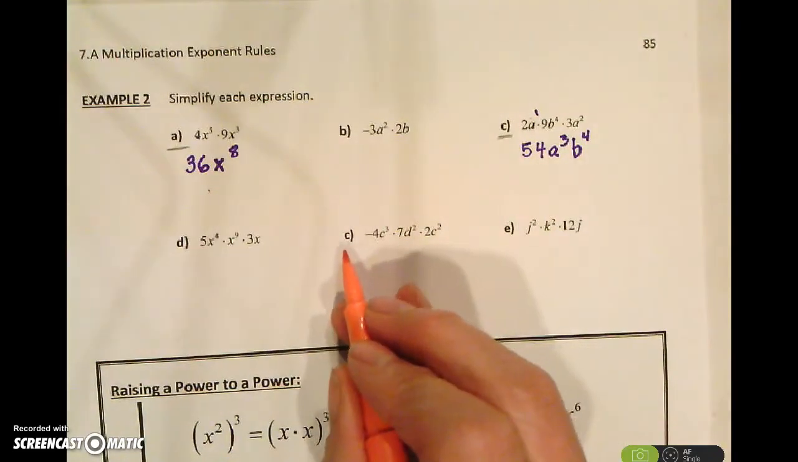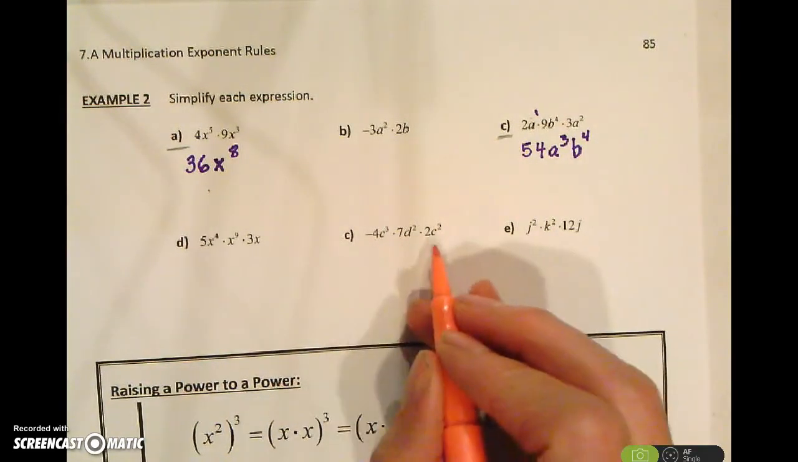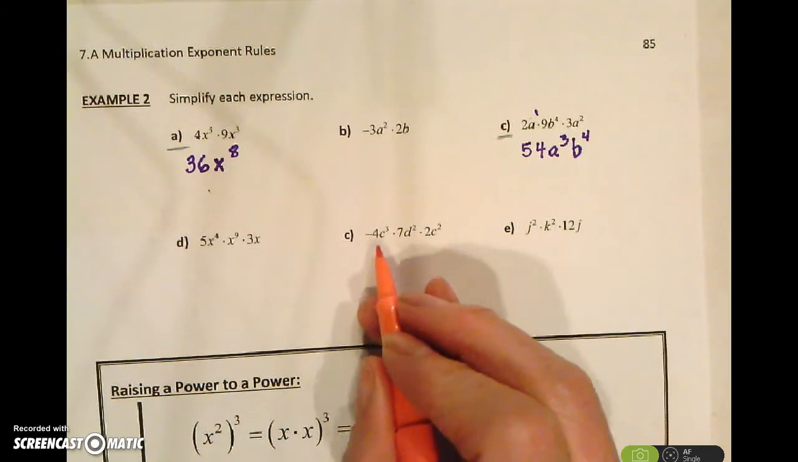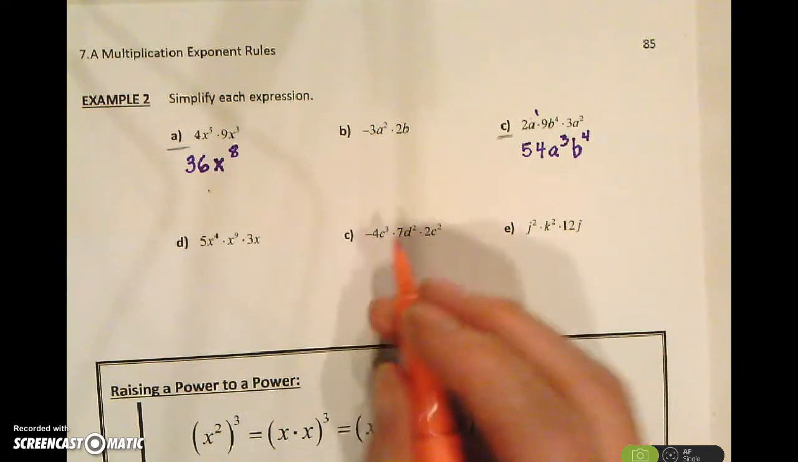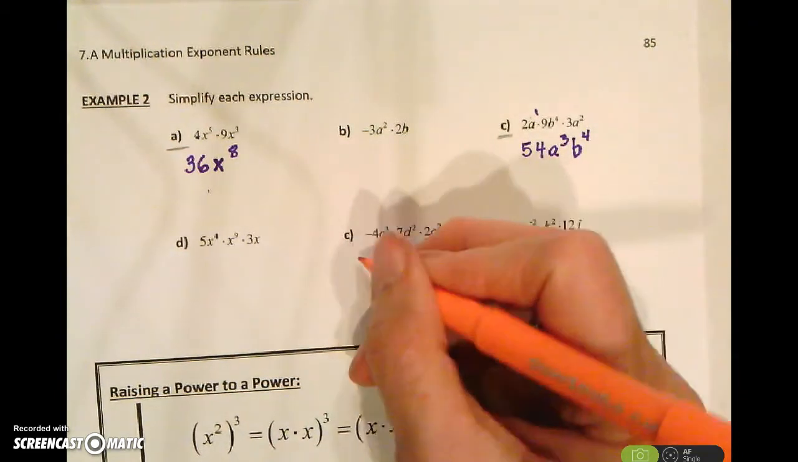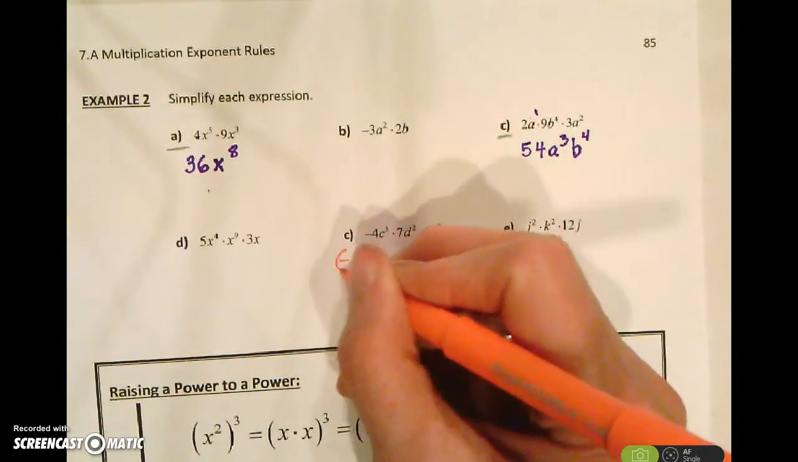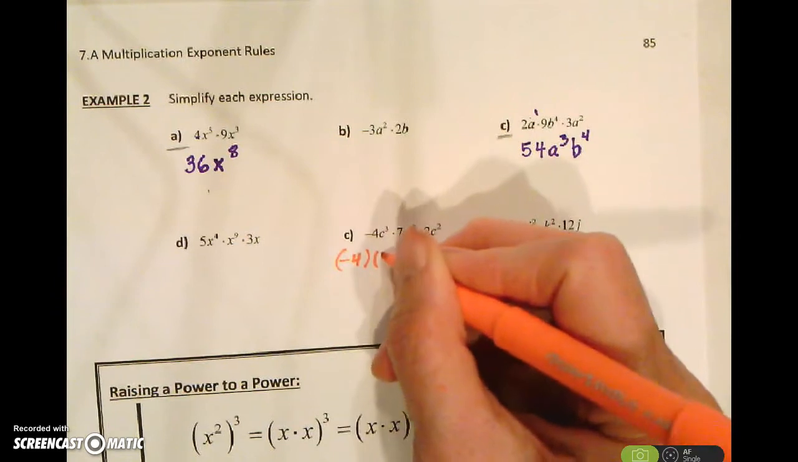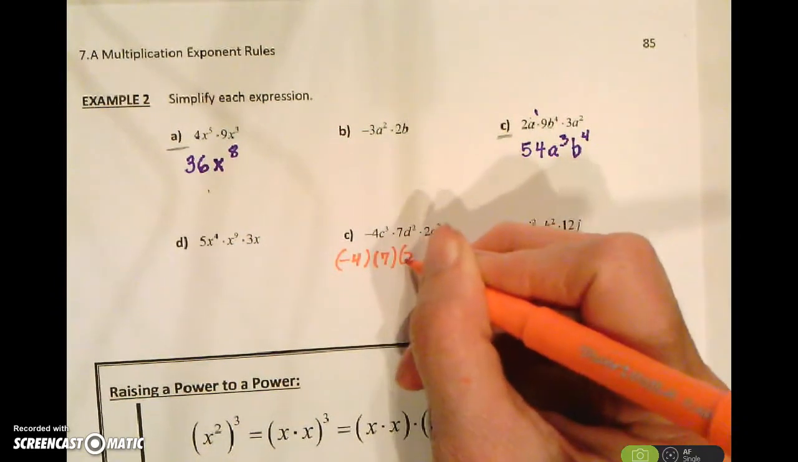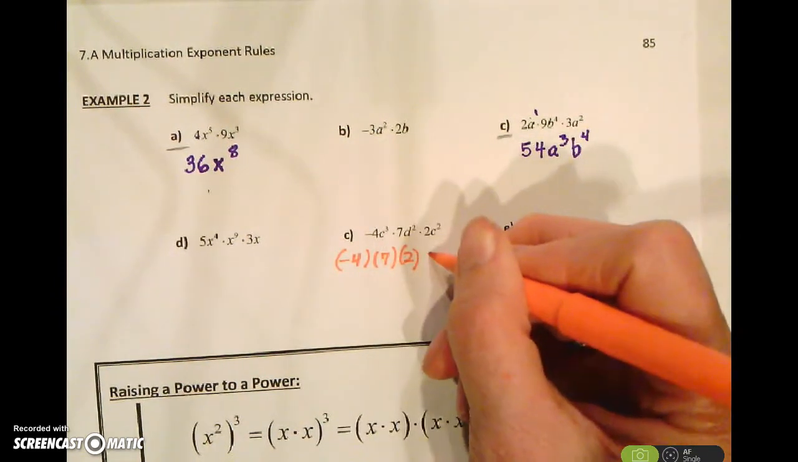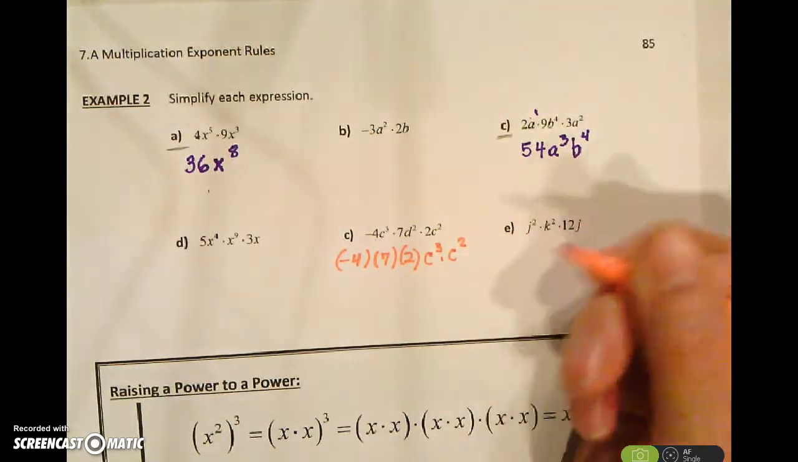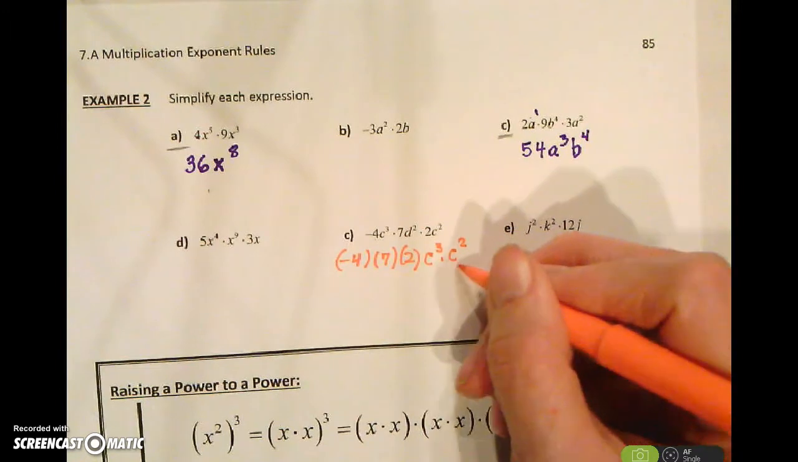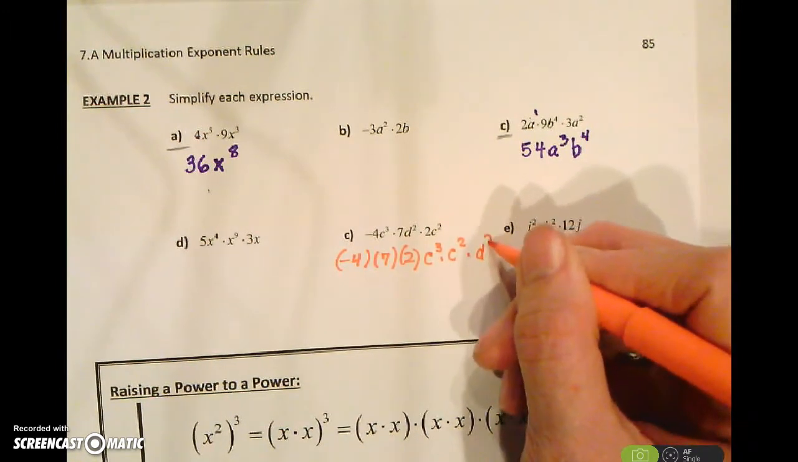All right, so let's continue with C, and I'll show a few more steps in this. Because it's totally multiplication, the order does not matter. So I'm going to multiply my numerical coefficients, so -4 times 7 times 2, and then I'm going to arrange my C to the third and C to the second. I'm going to multiply those, and then I still have the D to the second.